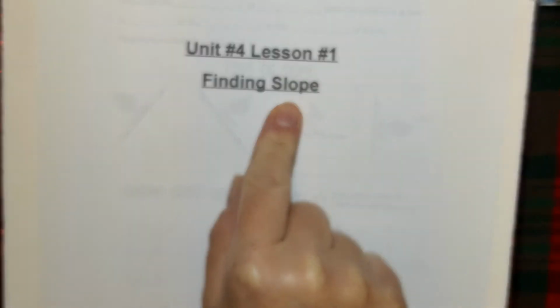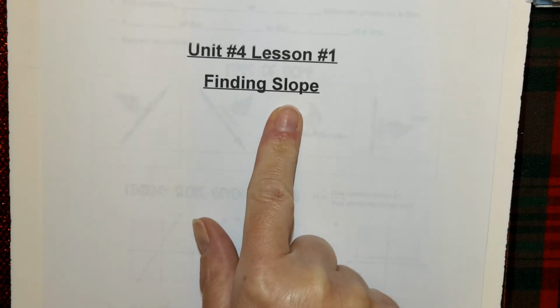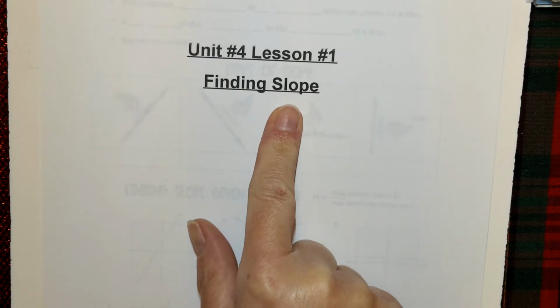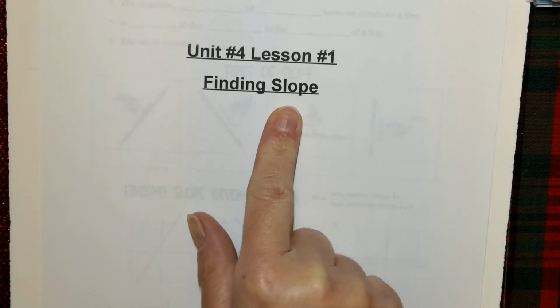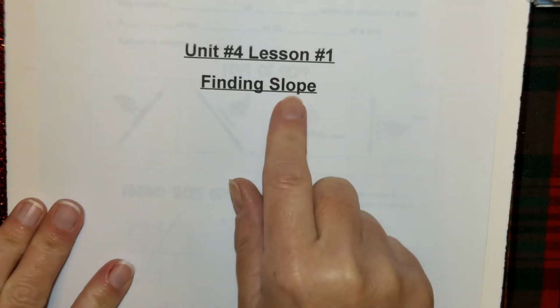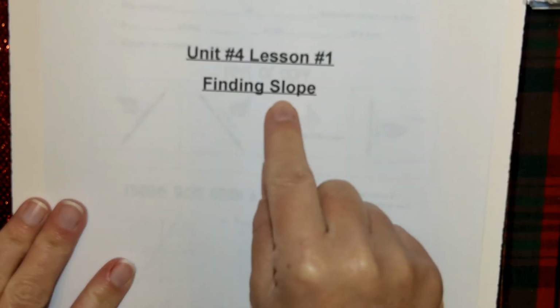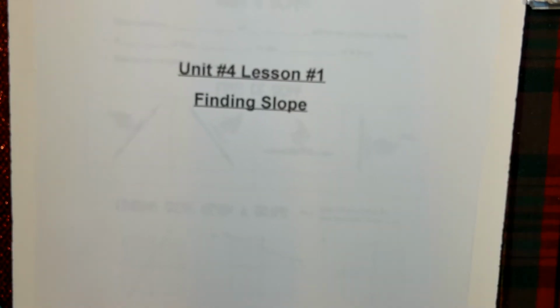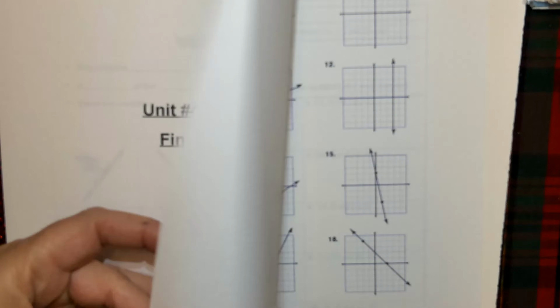This is Lesson 1, and it's called Finding Slope. This won't be your first experience with slope. I would imagine you worked with slope last year in pre-algebra and possibly even in 6th grade when you were doing your 6th grade advanced math. Slope, otherwise known as steepness of a line, right? There's a couple different kinds of slope we're going to learn about here.